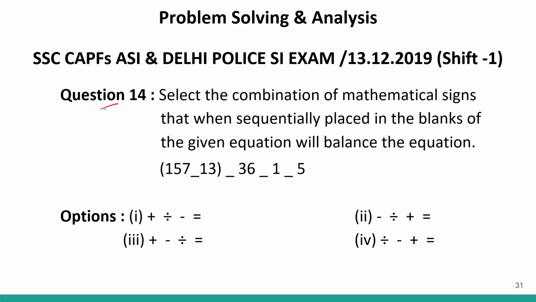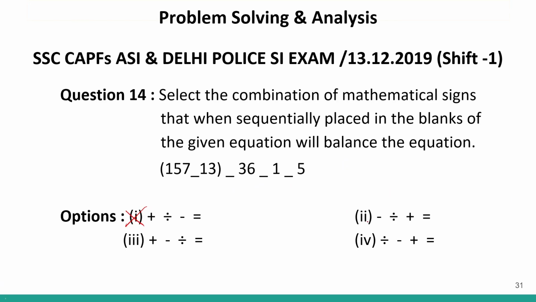Clear? Now, question number 14. In question number 14, again we are given certain numbers and we have to fill in these symbols in these blanks to identify which option will make this a correct expression. So let us start with option number 1. In option number 1, this is plus, this is divide, this is minus and this is equal to. So it will be 157 plus 13, which is 170, divided by 36 minus 1. Will this be equal to 5? Definitely not. So option number 1 is eliminated.